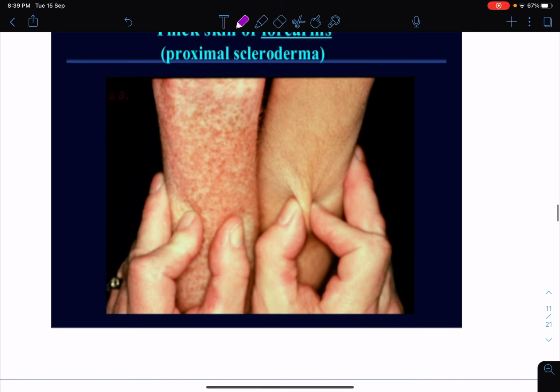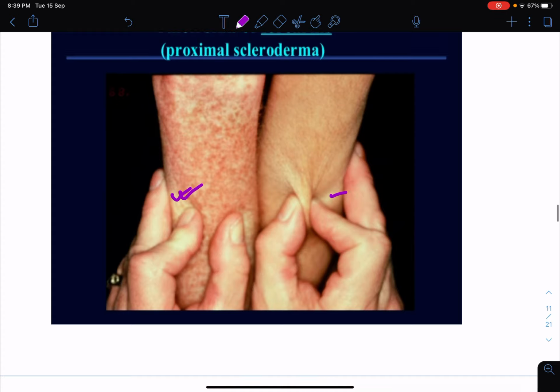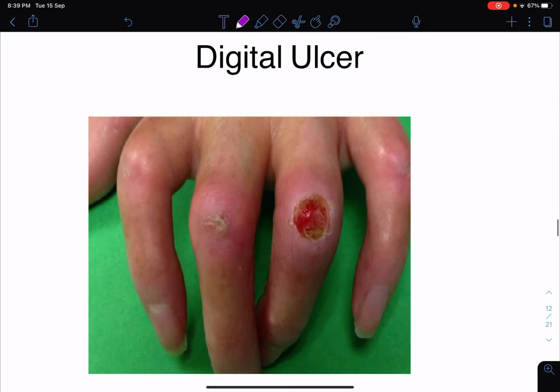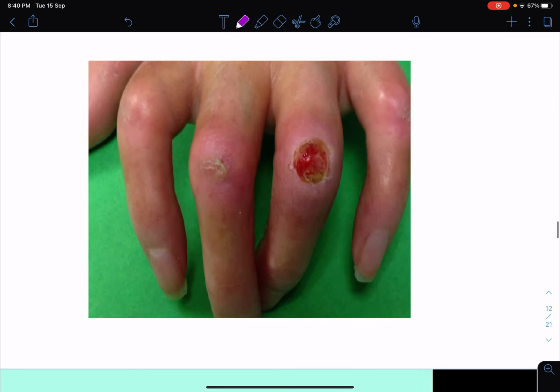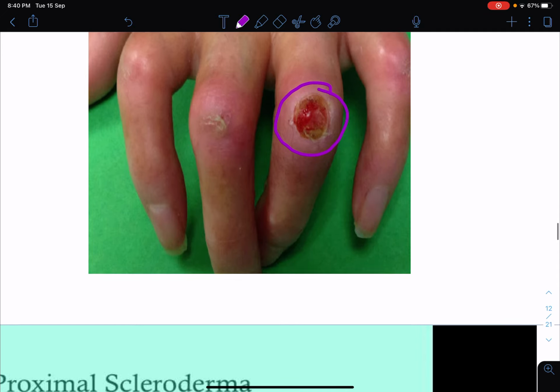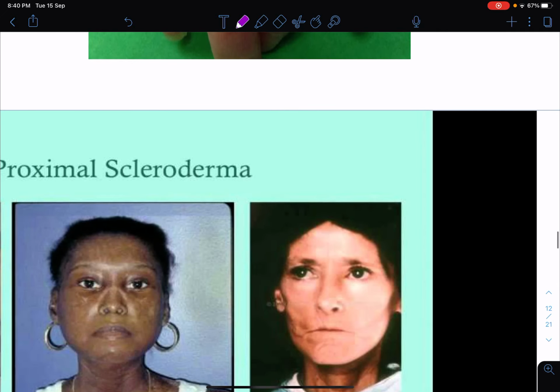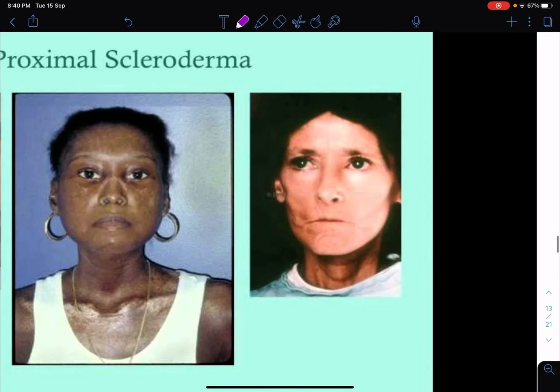Here you can see the thickening of the skin of forearm. This is normal, and this is the skin thickening where the skin cannot be pinched in between thumb and index finger. This is a picture showing digital ulceration, which may occur in patients having Raynaud's phenomena, long-standing Raynaud's phenomena. This picture shows proximal scleroderma.